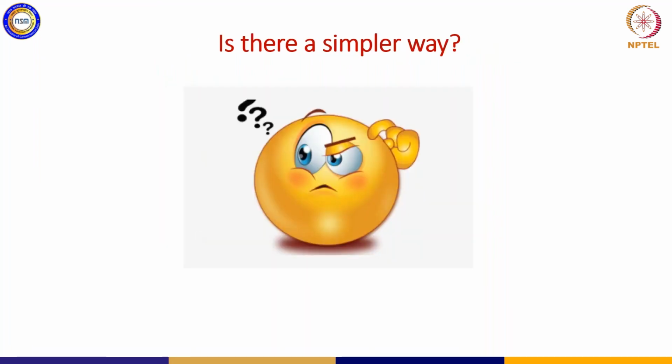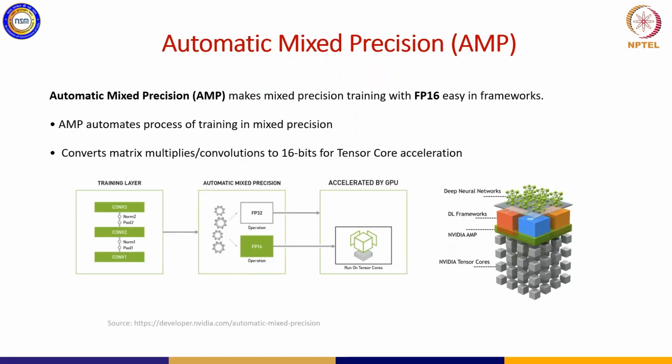So is there a simpler way than all this theoretical scaling and unscaling? I would say yes, there's a simpler way. The simplest available method is what we call automatic mixed precision, AMP. Automatic mixed precision makes things easier. You can perform your training using FP16 within the framework, so you don't have to do all the manual job again.